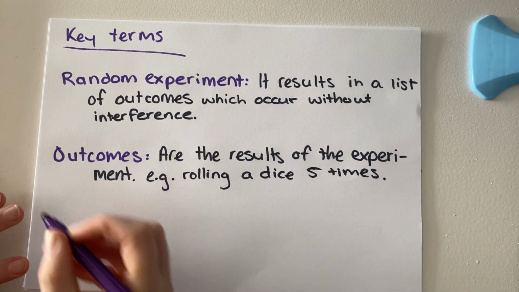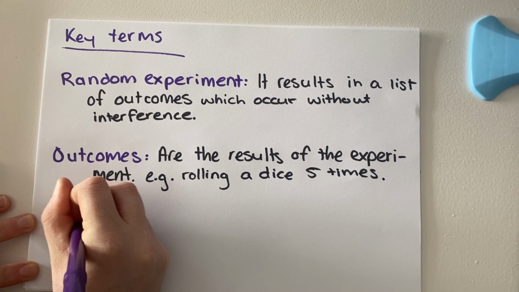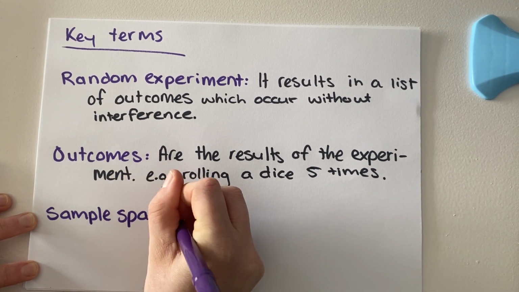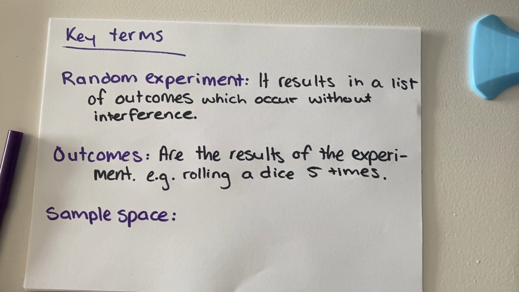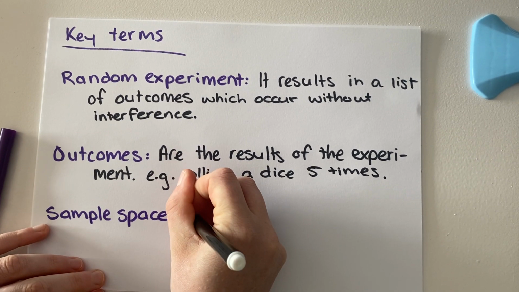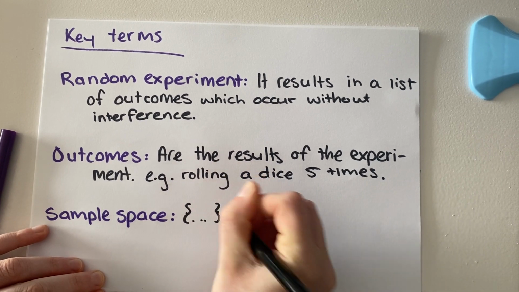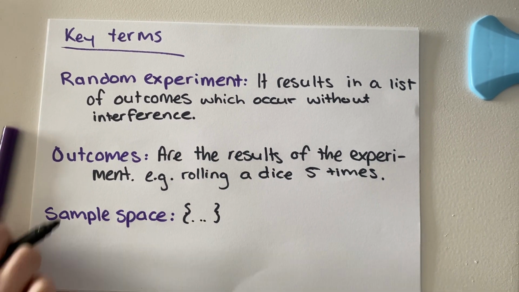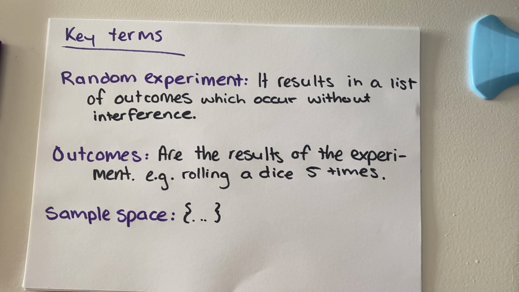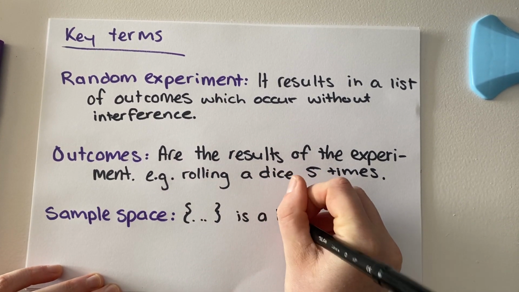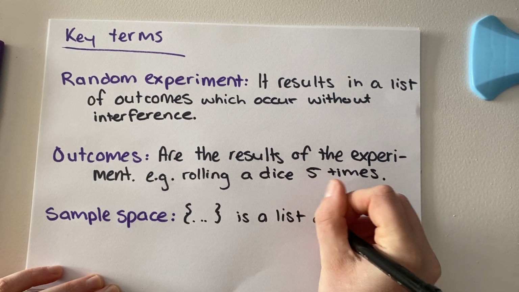So then we're going to talk about the sample space. All right, so when we do a sample space, we use these funny curly brackets to show our sample space for a start. Important part: a sample space is a list of all the possible outcomes.